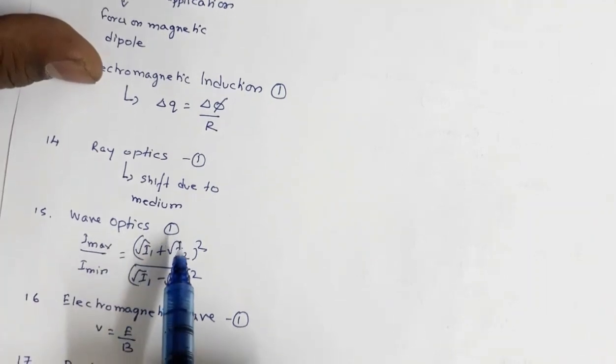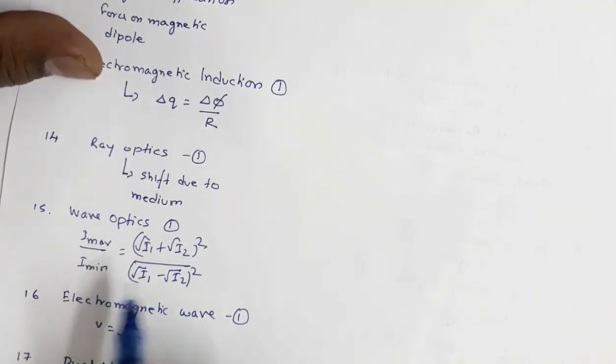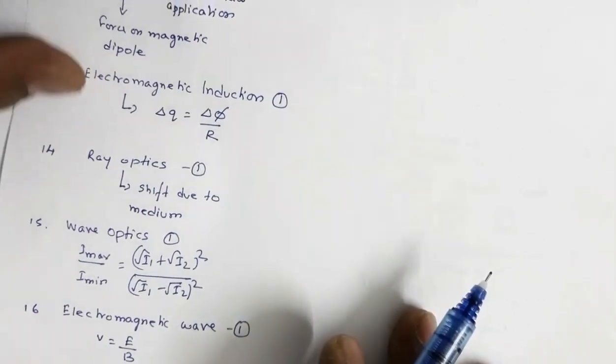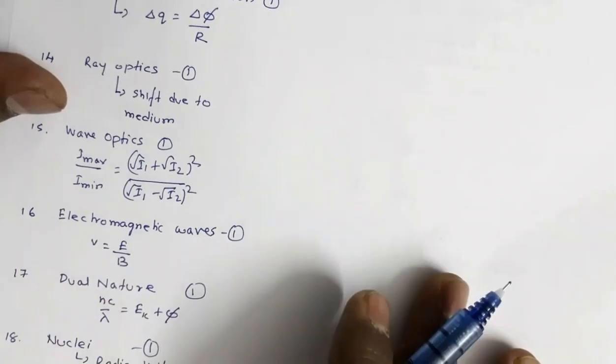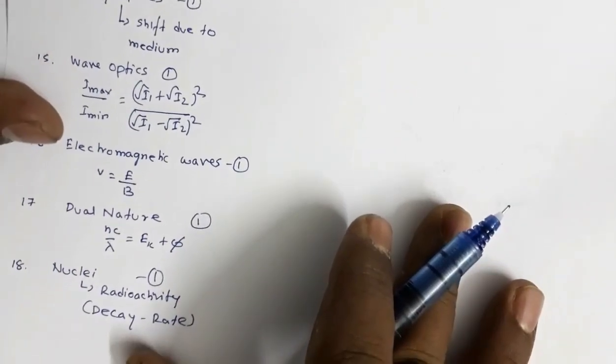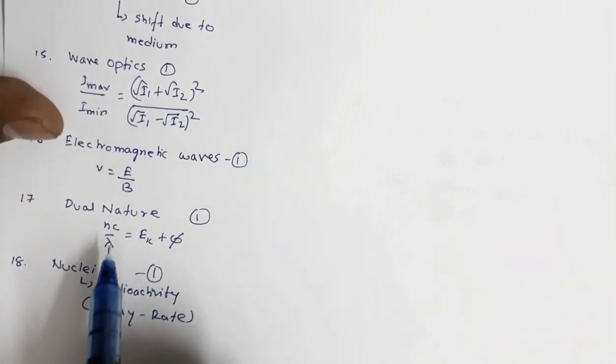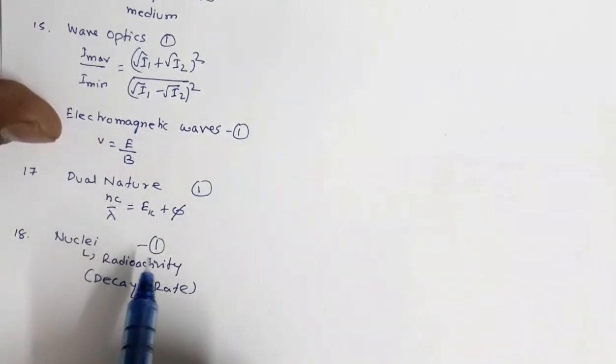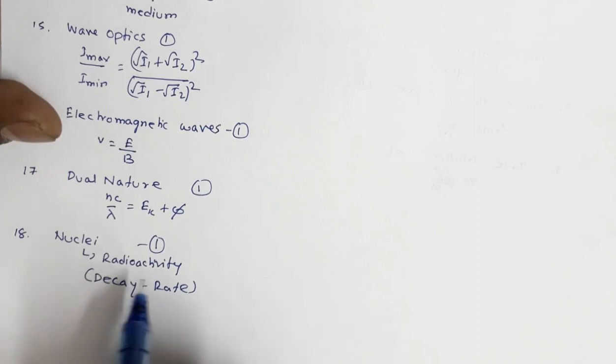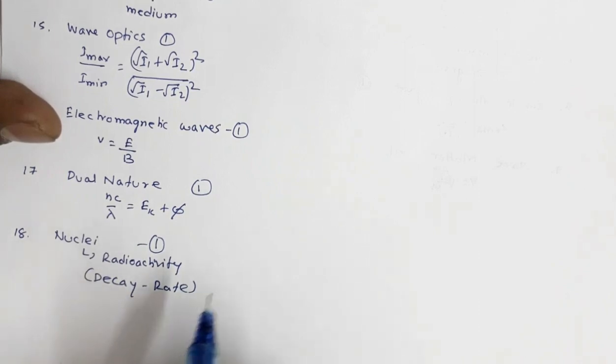From wave optics there was one question based on the ratio between maximum intensity and minimum intensity. From electromagnetic waves there was one question based on the relation V is equal to E by B. From dual nature there was one question involving Einstein's photoelectric equation. From nuclei there was one question based on the decay rate, the equation of decay rate.